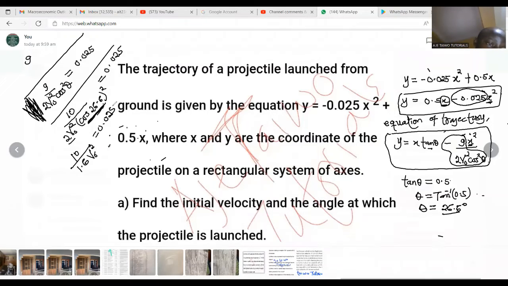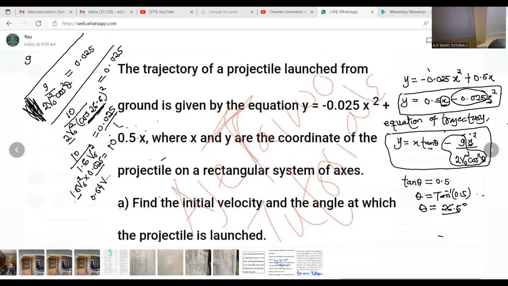What do we now do? So we have 1.6 v naught squared times 0.025 equals 10. That means press 1.6 times 0.025. What do you get, please? Help me. 1.6 times 0.025. 0.04. What did you get? 0.04. Thank you.